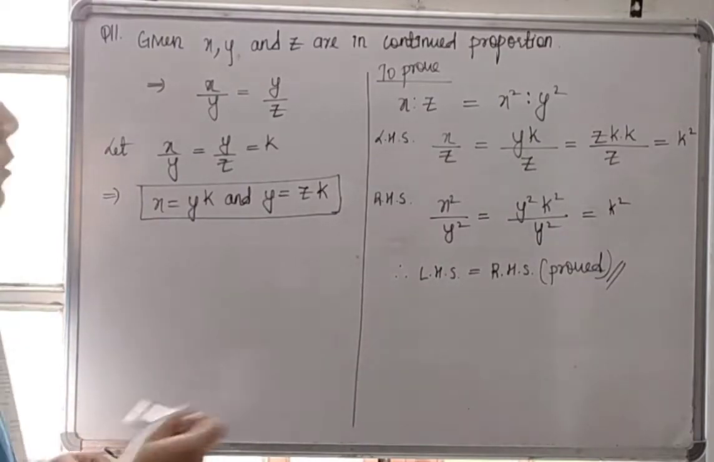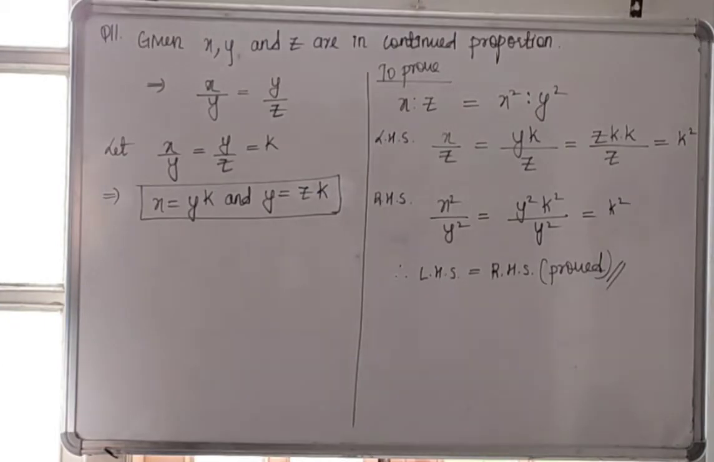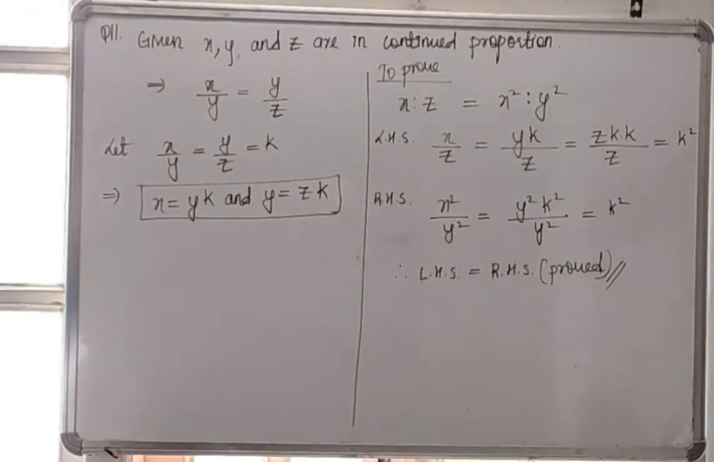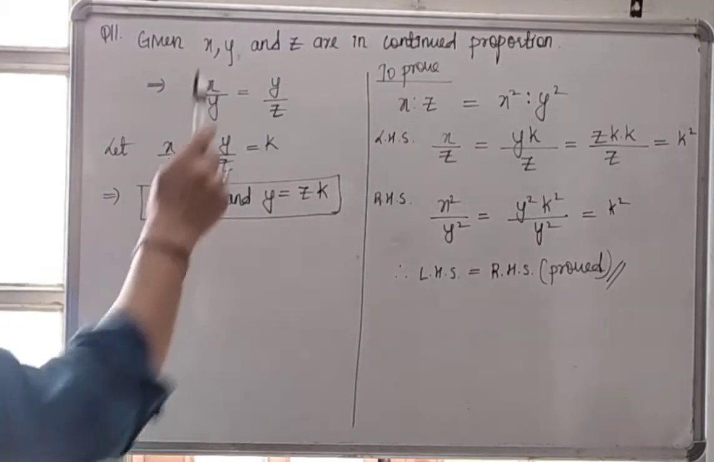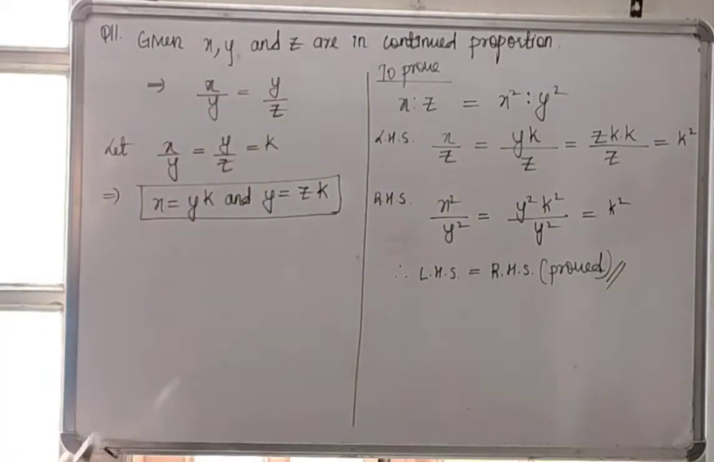So all in all, if x, y, z are in continued proportion, then we are to prove x is to z equals x square is to y square. This is what we need to prove. Now, as we know, if x, y, z are in continued proportion, x by y is equal to y by z.